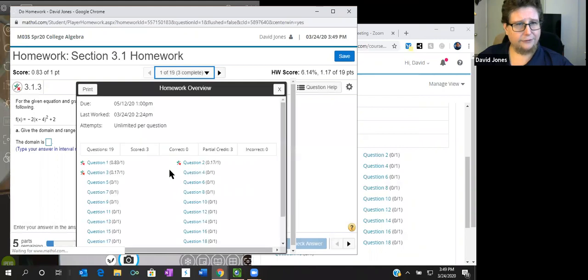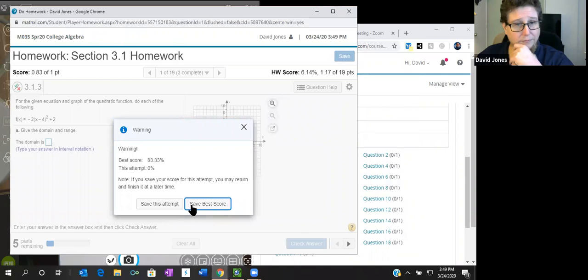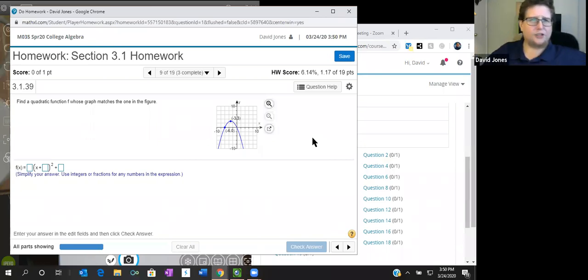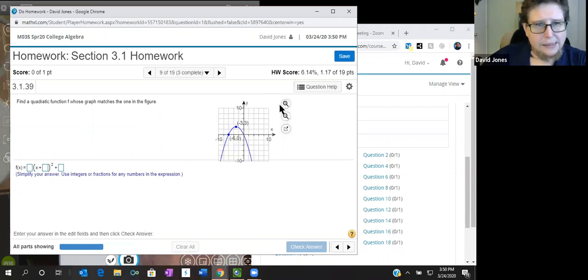So I was tinkering with different questions here. Didn't go through all of them. But let's take a look at that. So this is question number 9. Find a quadratic function whose graph matches the one in the figure. So let's zoom in on that.